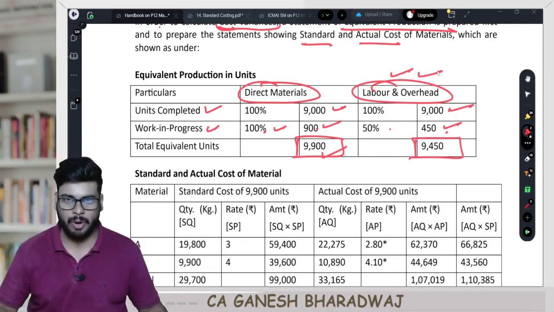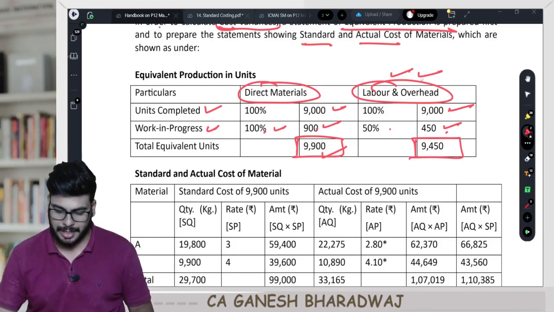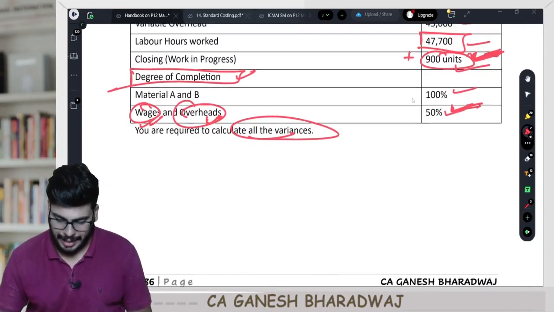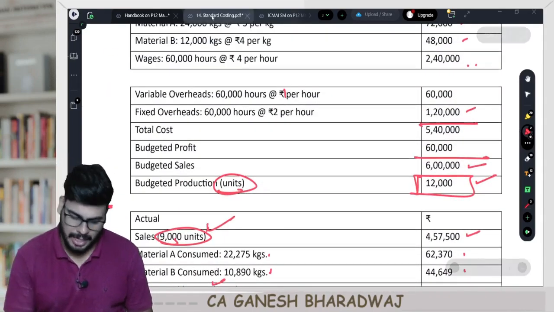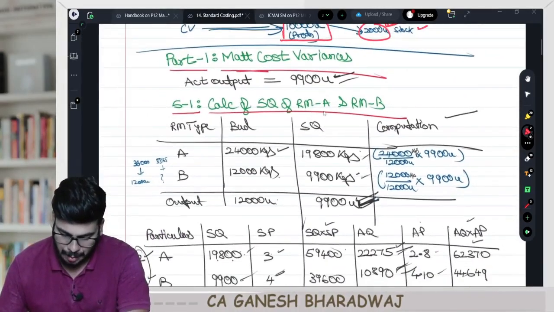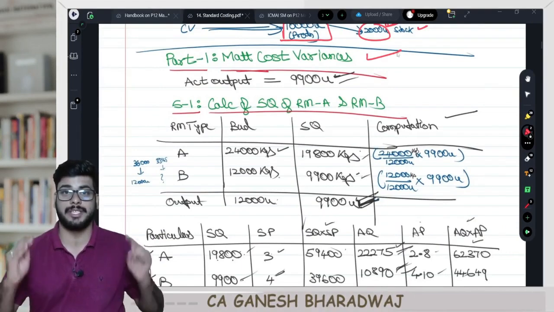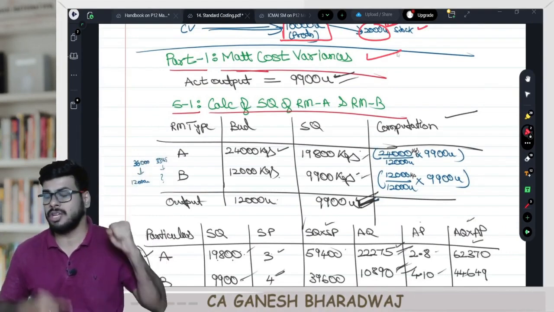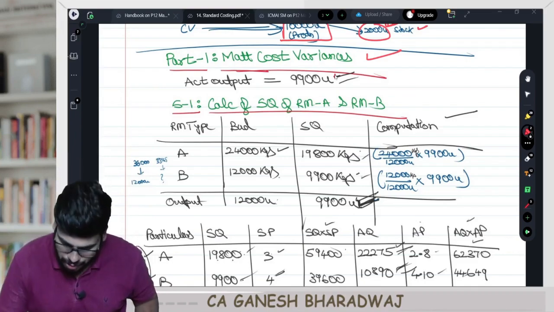Clear with this, and I wanted to discuss this in our marathon right now. Fine, guys. So now what we do right now, we need to calculate all the variances, right? So now let us get started. First, part 1 is about calculating material cost variance. Immediately, what you need to do: by consuming my material cost, how many equivalent units got produced?